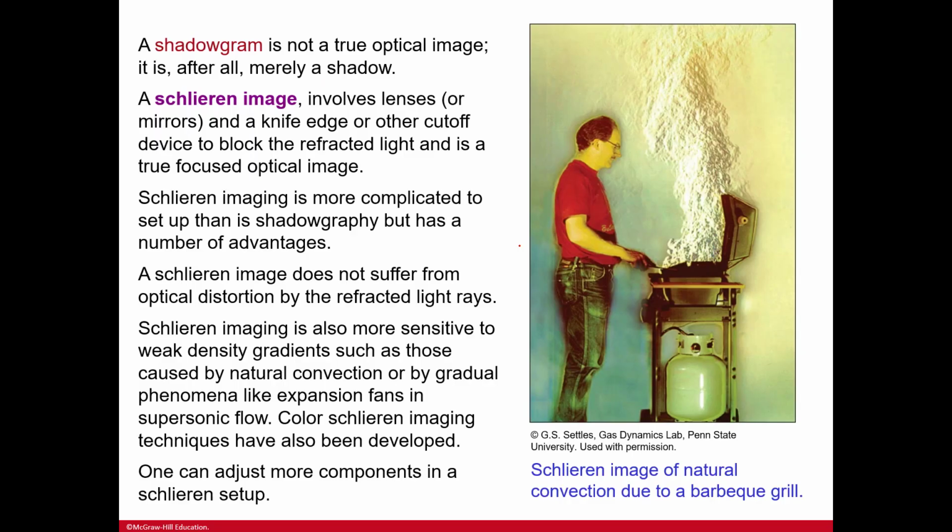Okay, and so here you can kind of see that visible, right? He's not needing to inject any sort of dye or tracer particles in here. A shadowgram is not a true optical image, but it's merely a shadow. The Schlieren image involves lenses and a knife edge or other cutoff device to block the refracted light as it focuses on the optical image. So it's a heavily modified, heavily tooled optical image using light to be able to see things like this.